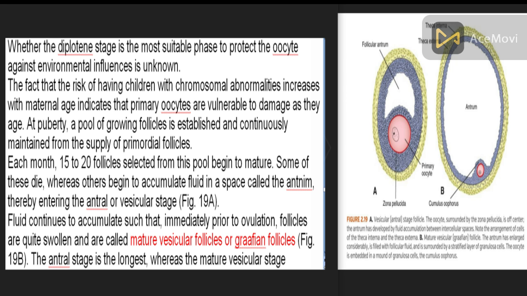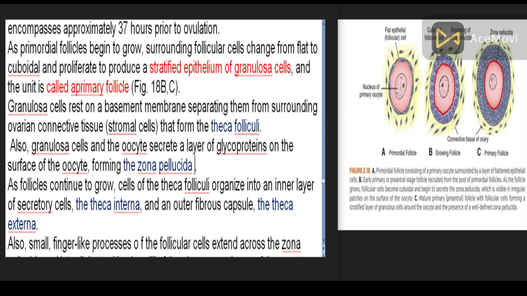At puberty, a pool of growing follicles is established and continuously maintained from the supply of primordial follicles. Each month, 15 to 20 follicles selected from this pool begin to mature. Some of these die, whereas others begin to accumulate fluid in a space called the antrum, thereby entering the antral or vesicular stage, Fig 19a. Fluid continues to accumulate such that, immediately prior to ovulation, follicles are quite swollen and are called mature vesicular follicles or Graafian follicles, Fig 19b. The antral stage is the longest, whereas the mature vesicular stage encompasses approximately 37 hours prior to ovulation.